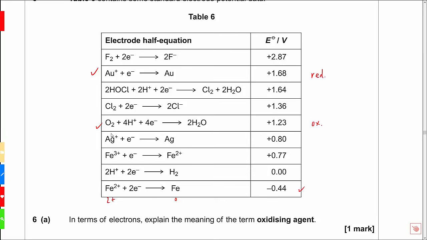Now, in terms of what we've got here, oxidation would be the H2O going that way. It would be the opposite way around here, because we've got H+ is +1 there, oxygen is 0 there, and -2 in the form of H2O. Therefore, oxidation is going to be the H2O going to the O2. The reduction is going to be the Au+ going to the Au.